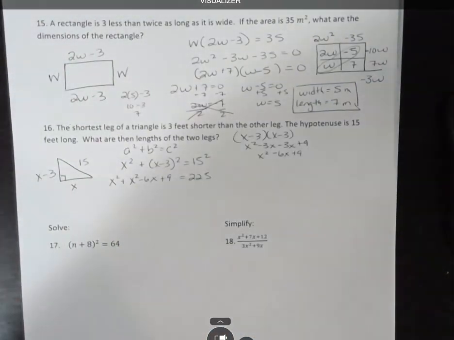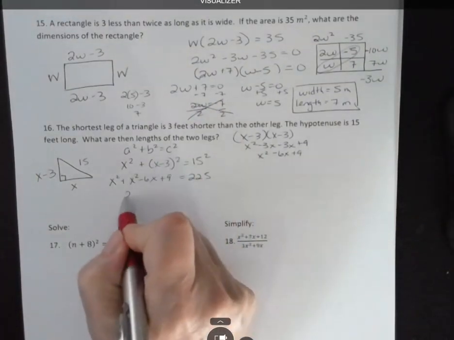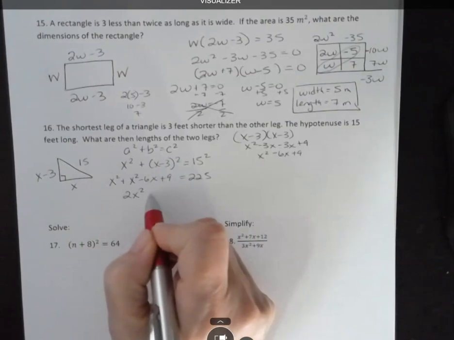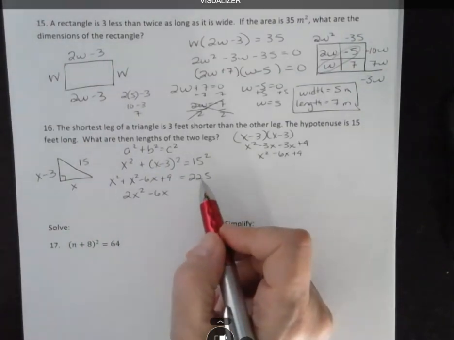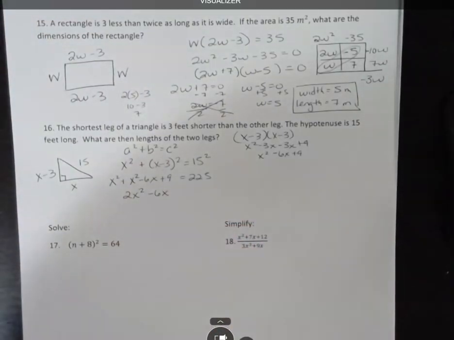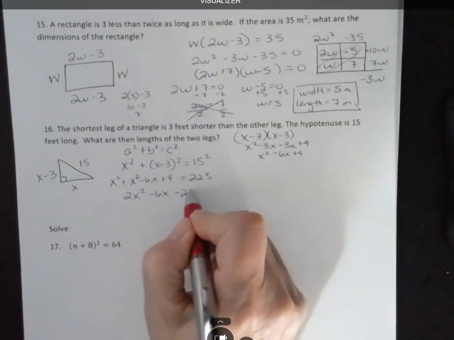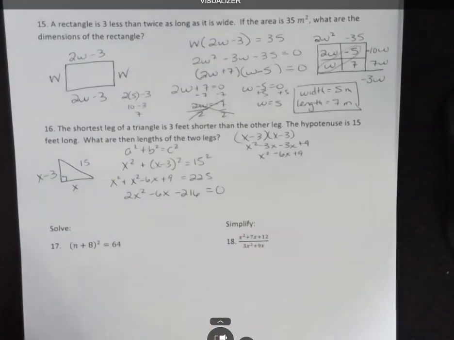And I'm still not really close to solving this, but I'm moving in on it. x squared and x squared is 2x squared minus 6x, and I'm going to subtract 225 from both sides. So we're going to have 9 minus 225. Just so I don't make any mistakes, I'm doing that on my calculator. That gives me negative 216 equals 0.